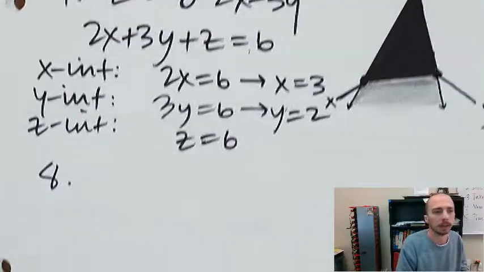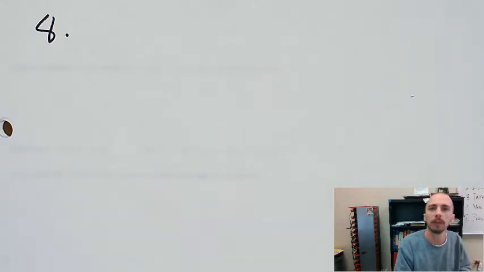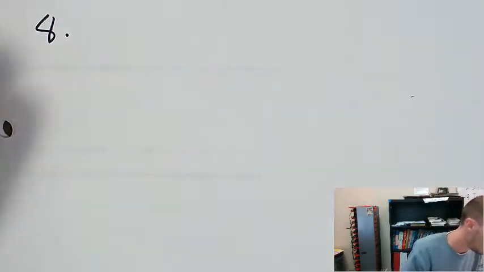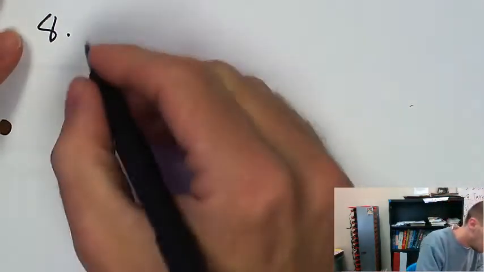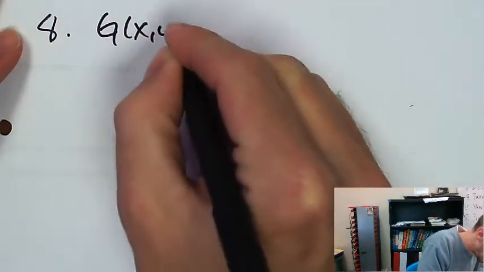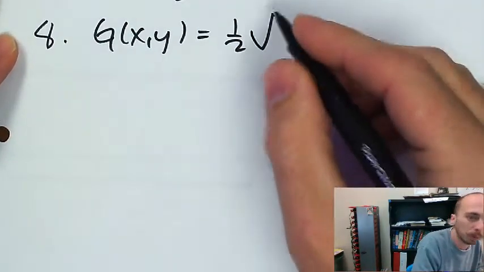So number 8, the last one. Now this one might be tough to draw. I practiced this one time with one of my students, and I know exactly what this thing looks like, but drawing it is a little hard. So g of x and y is half of the square root of x squared plus y squared.